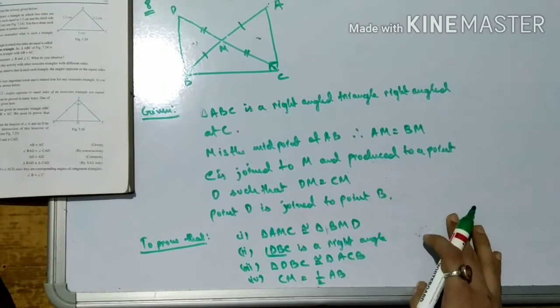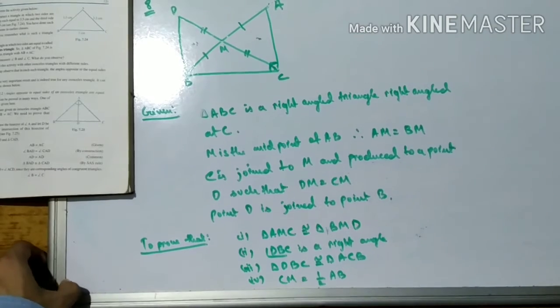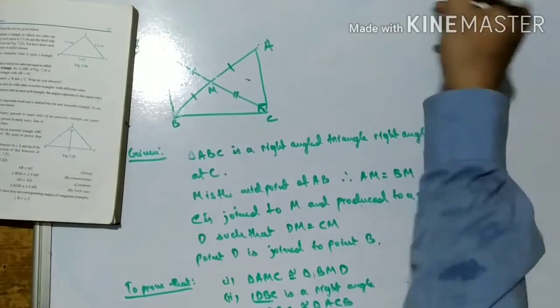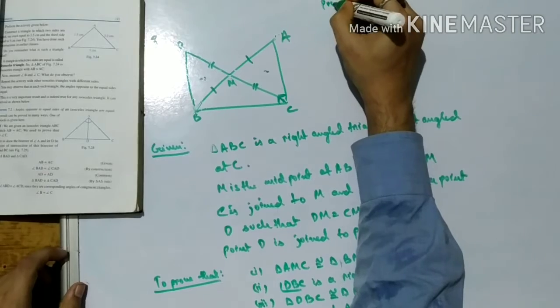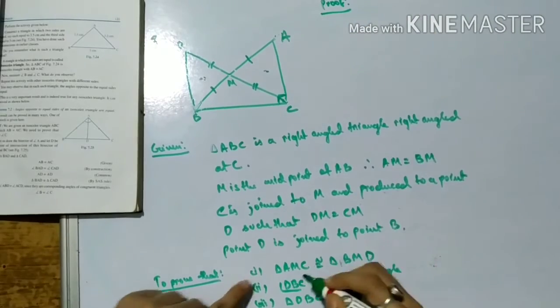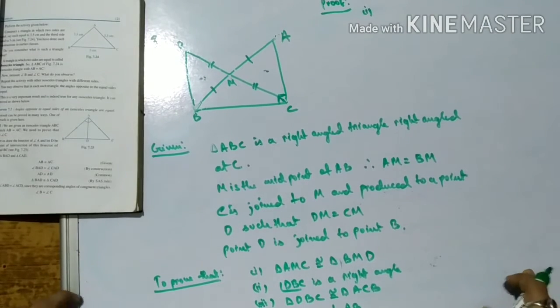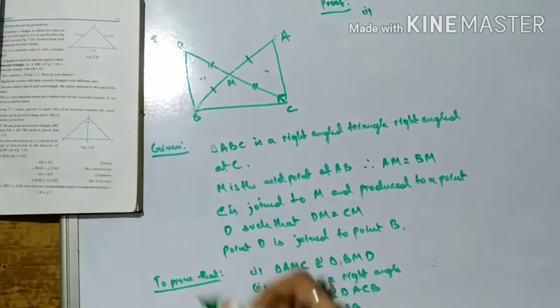The notes are already given. Okay, let me start from here. Now I will start the proof. First one I will prove, so number 1. Which one do I have to prove? That triangle AMC is congruent to BMD. This one I have to prove.